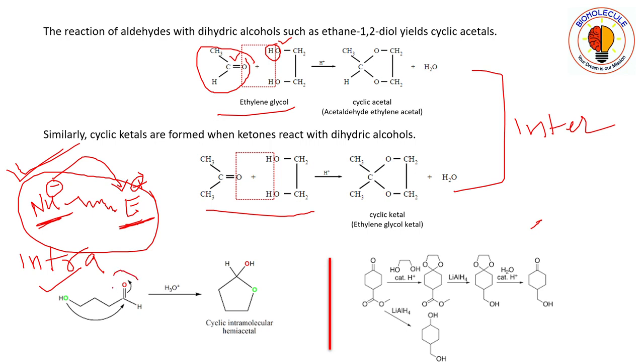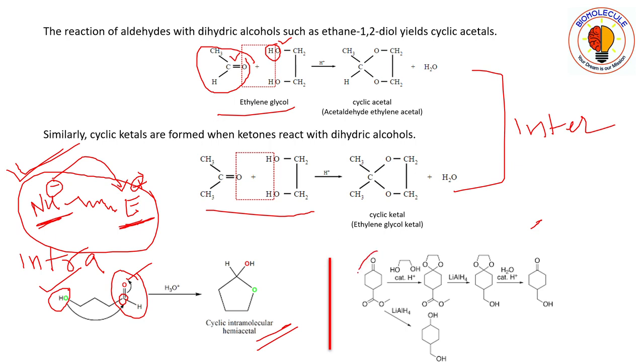See here, now this one is the aldehyde group and this one is the hydroxy group. So this one is alcohol, this one aldehyde. So this hydroxy group can go and attack this carbonyl carbon, and the pi bonded electrons will go to oxygen and it will take a proton from the solvent. So you are getting a cyclic intramolecular hemiacetal. Now what is the use of this reaction?